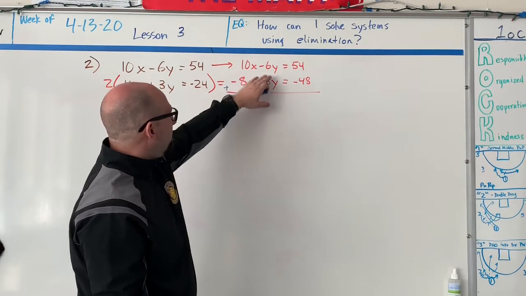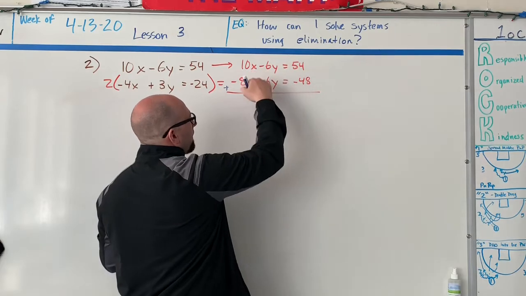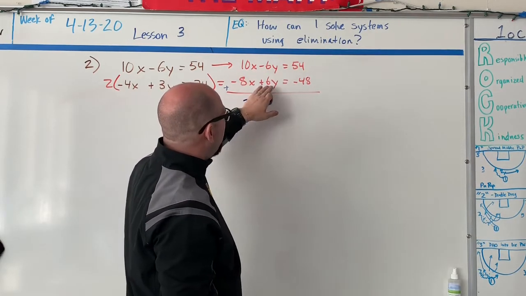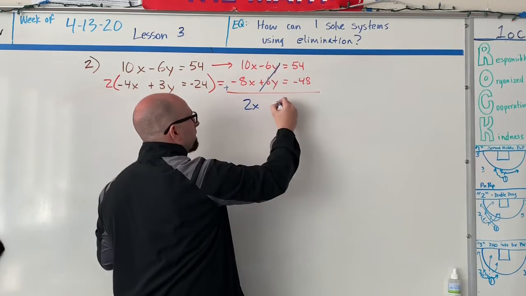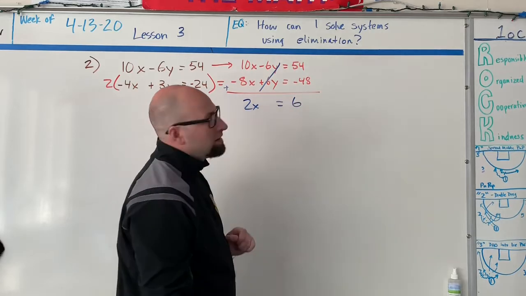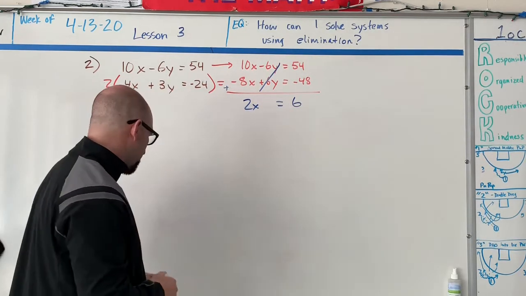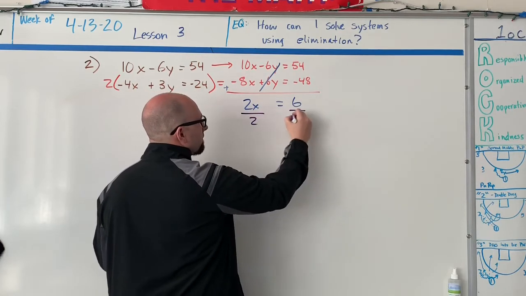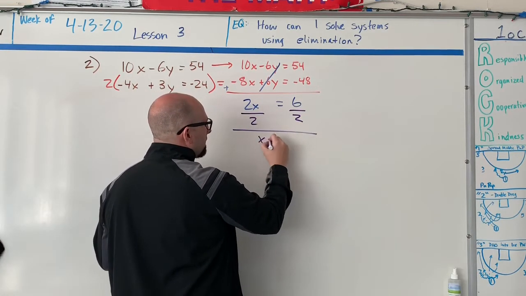So this is going to go away first, and we'll go 10 minus 8x, that's 2x. Okay? 6 and negative 6, gone. And then we've got 54 minus 48, which is 6. Simple. Now we're just a one-step equation, right? So we'll divide by 2. We got x equals 3.